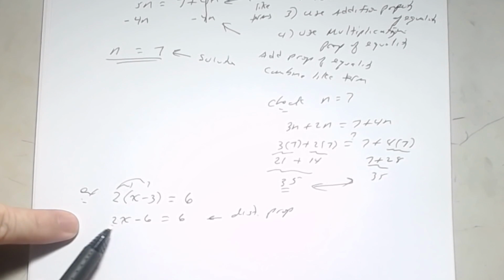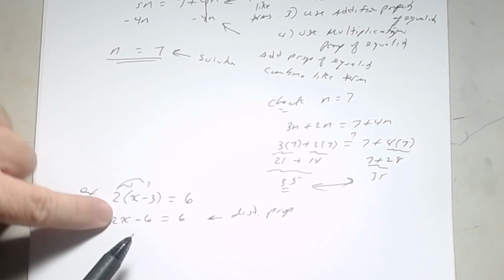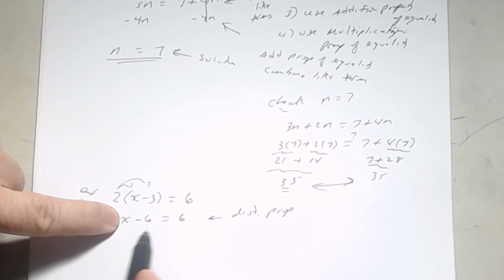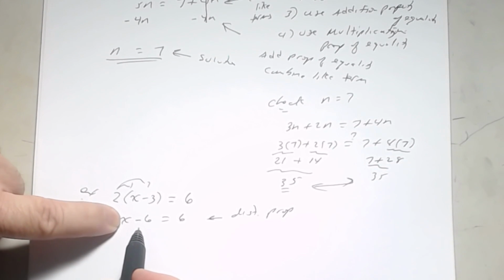Always use the addition property of equality first. Use the multiplication property of equality last. So in other words, this coefficient of x, deal with that last. You want to deal with your constants at this point.